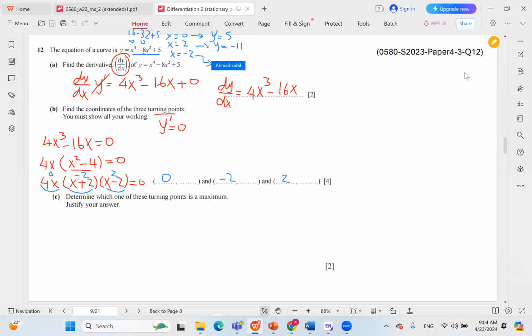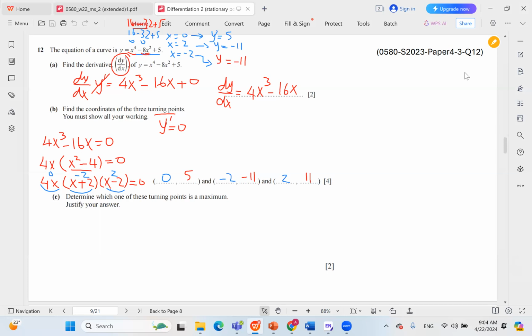For x equals negative 2, you can smartly observe that these are even powers. So whether x is 2 or negative 2, we're going to get the exact same answer because we have even powers. So again, this will be 16. Again, this will be 4. 4 times 8 is 32. So minus 32 plus 5. It's the exact same answer again. So when x is 0, we have y equals 5. When x is negative 2, we have negative 11. And when x is positive 2, we have negative 11.